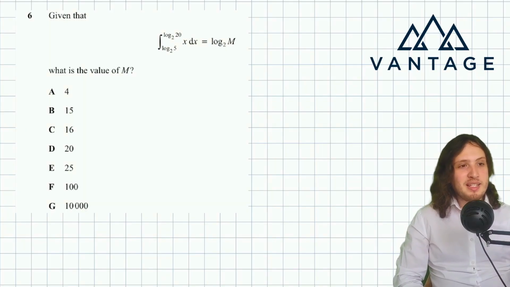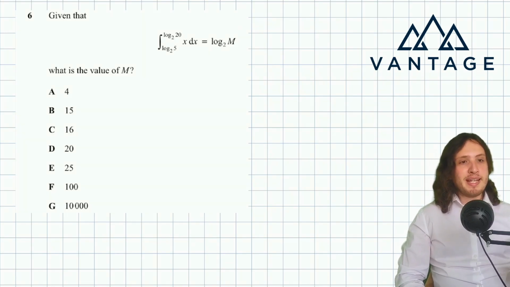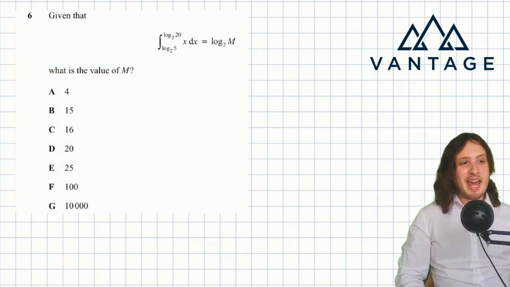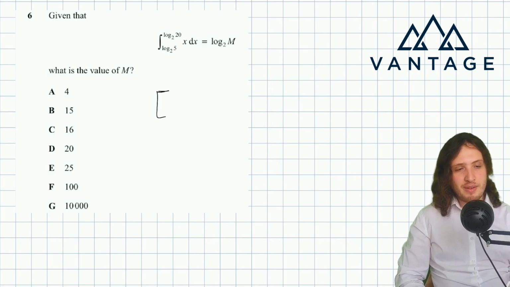In this question, we're told that the integral of x from log base 2 of 5 to log base 2 of 20 is log base 2 of m. We need to find m. Looking at this, it's very easy to get tricked into thinking it's a scary integral of a log or something because of all the logs floating around, but it's not. The actual integral is just of x, which is dead easy. It's only the limits which are logarithmic. So we can compute the integral of x. Let's plug the limits in, and then let's think about what we can do next.